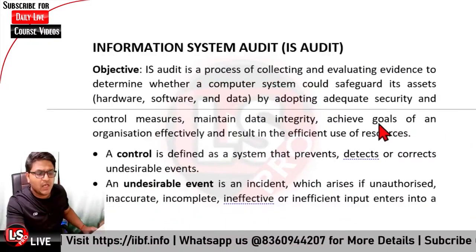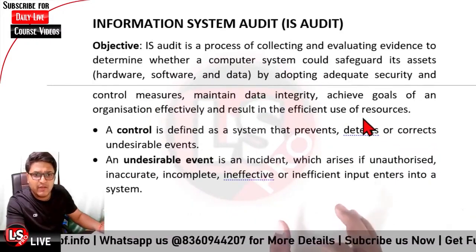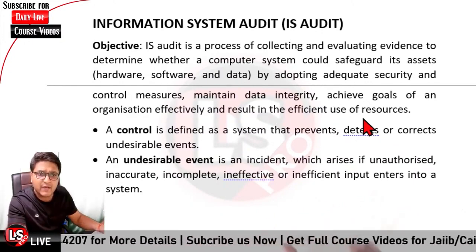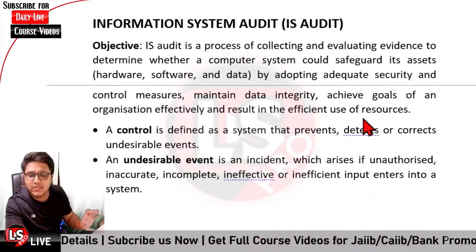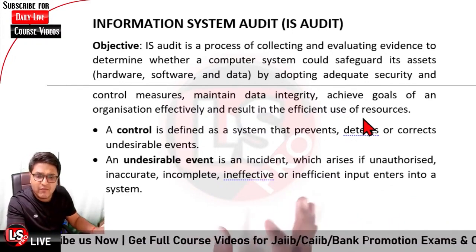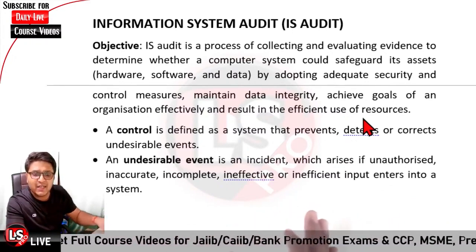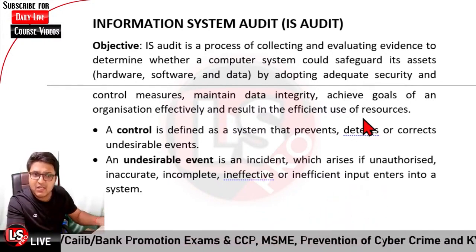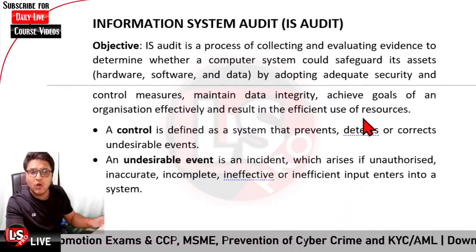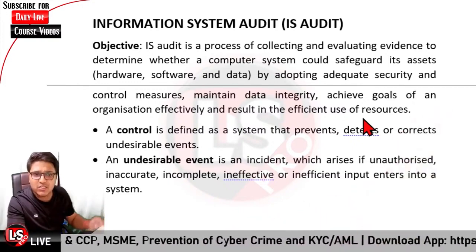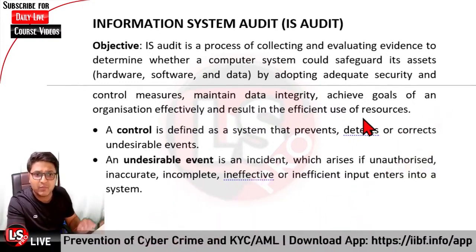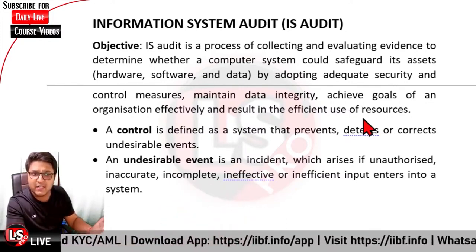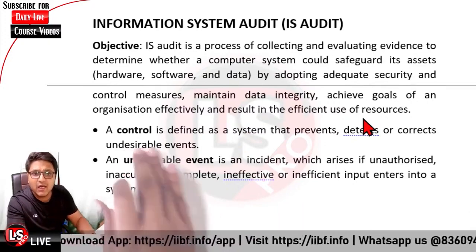Okay. Then what is an undesirable event? An undesirable event is an incident which arises if unauthorized, inaccurate, incomplete, ineffective or inefficient inputs enter into the system. So whenever an event occurs due to which data integrity is not maintained, unauthorized access occurs, inaccurate events occur, incomplete entries are there, or some garbage data enters into the system, that is an undesirable event. So control is a system that prevents, detects and corrects the undesirable event.